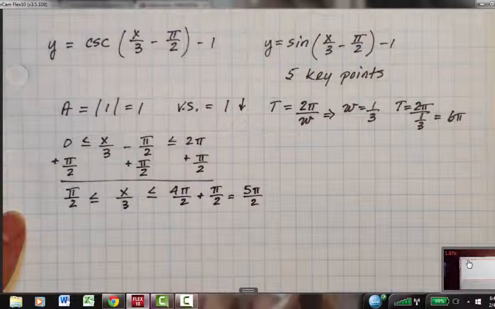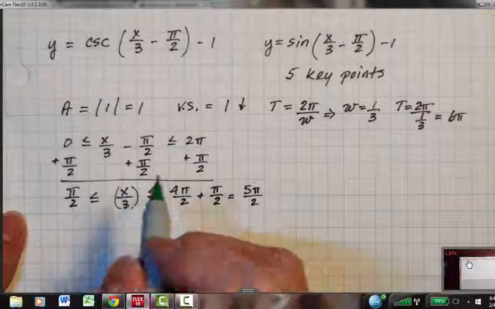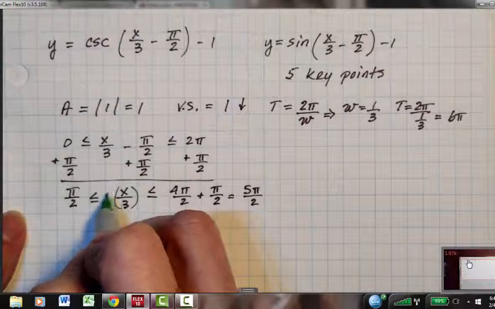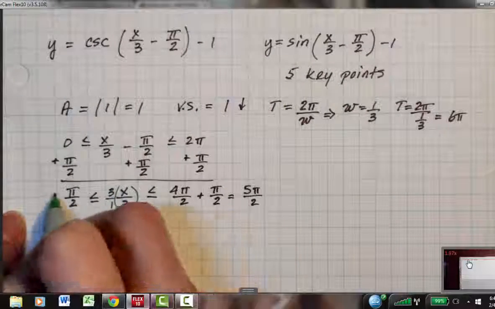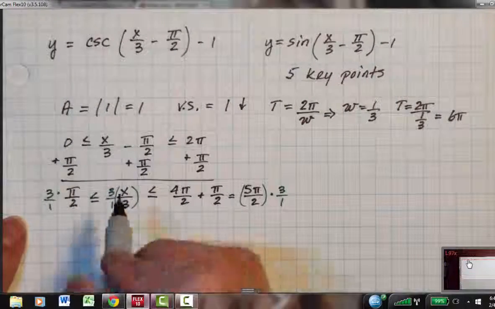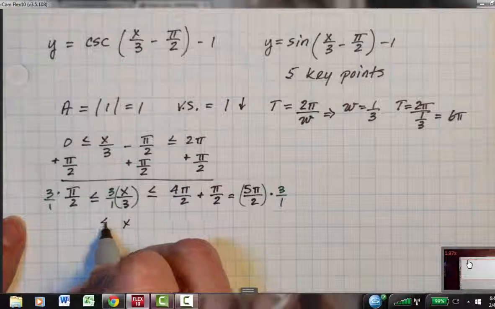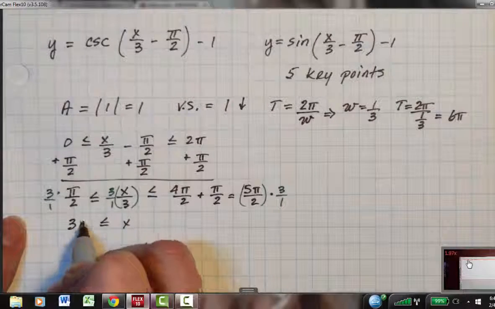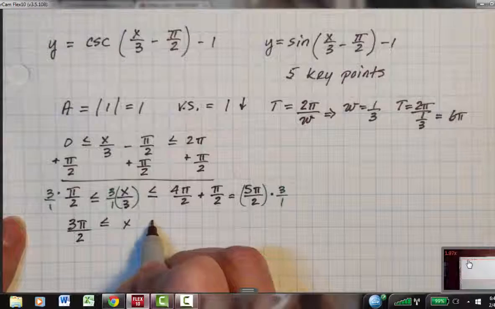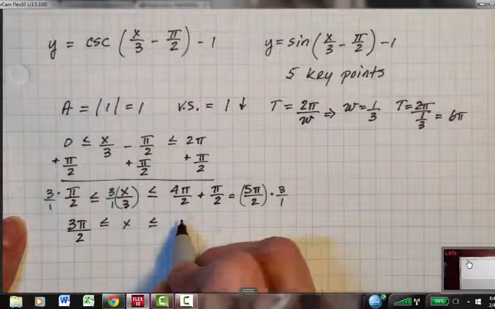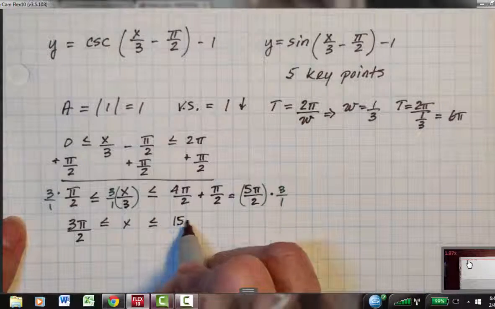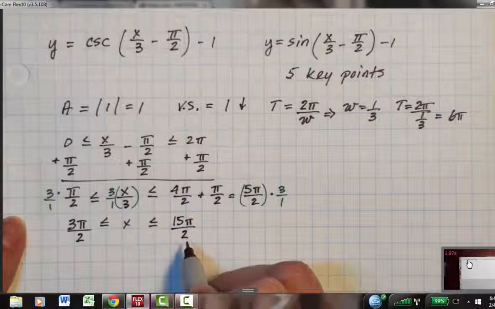Then I'm going to multiply every term within the inequality by 3 over 1 to isolate my x. So then I end up with x is greater than or equal to 3 pi over 2, and it's less than or equal to 15 pi over 2.